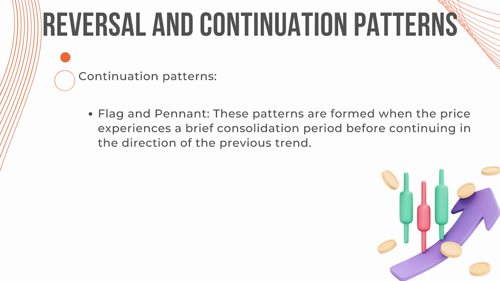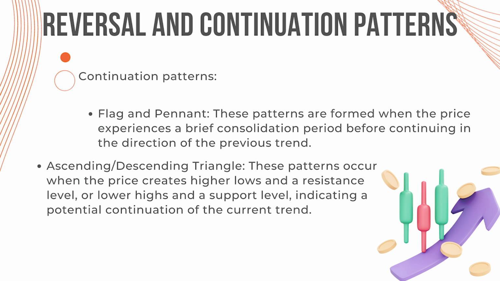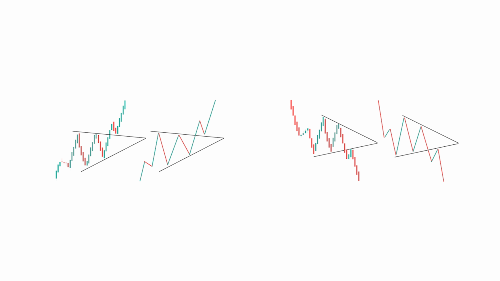Flag and pennant. These patterns are formed when the price experiences a brief consolidation period before continuing in the direction of the previous trend. Ascending, descending triangle. These patterns occur when the price creates higher lows and a resistance level, or lower highs and a support level, indicating a potential continuation of the current trend.